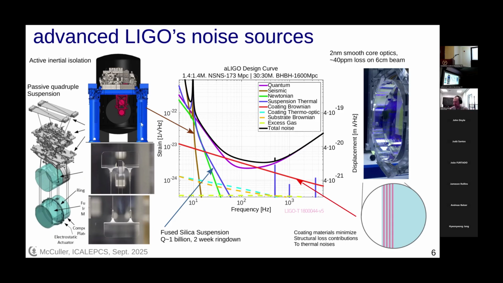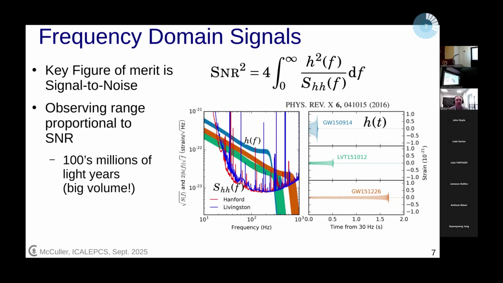And that's what I'll talk about: the challenge to actually model, predict, and reduce it in our systems. So one of the key things is this figure of merit. I showed these spectral densities. We're looking for signals, which I showed in the time domain.